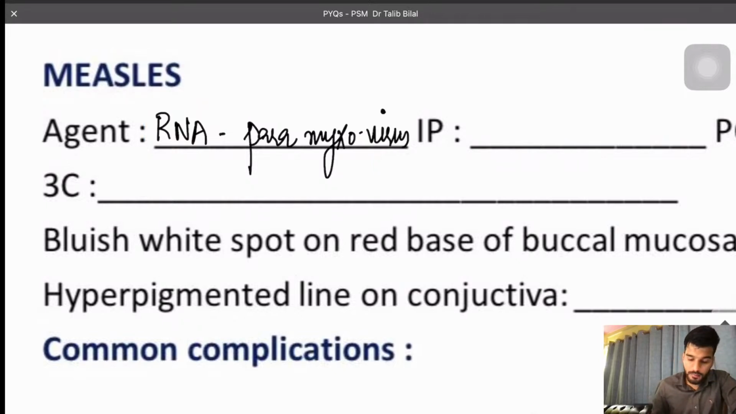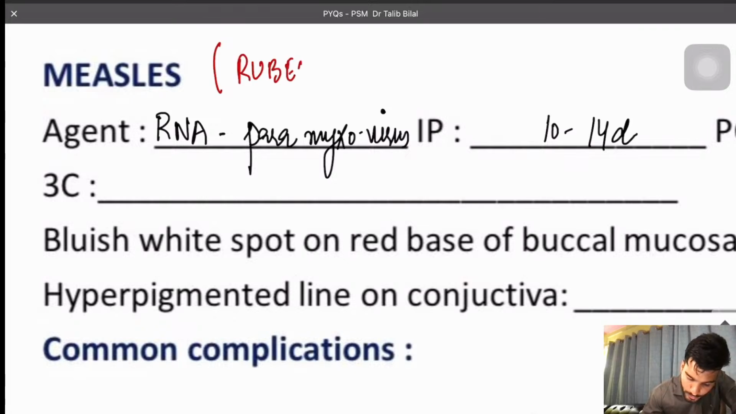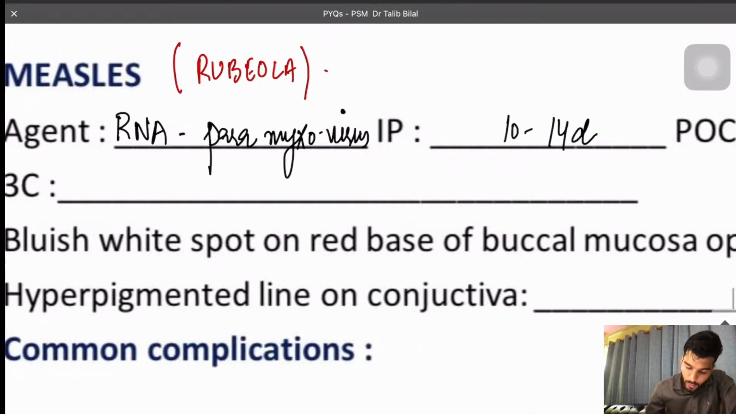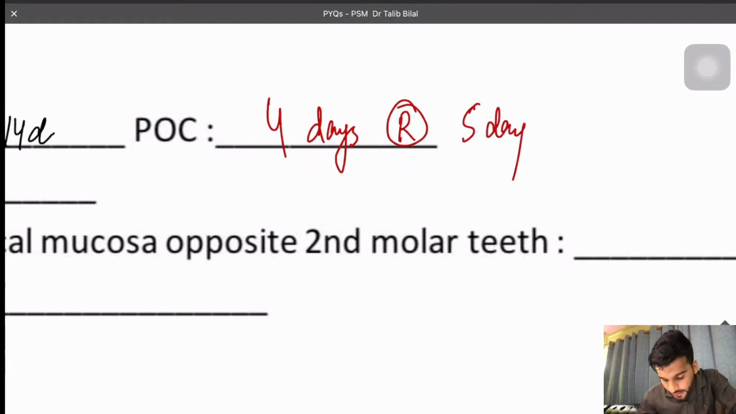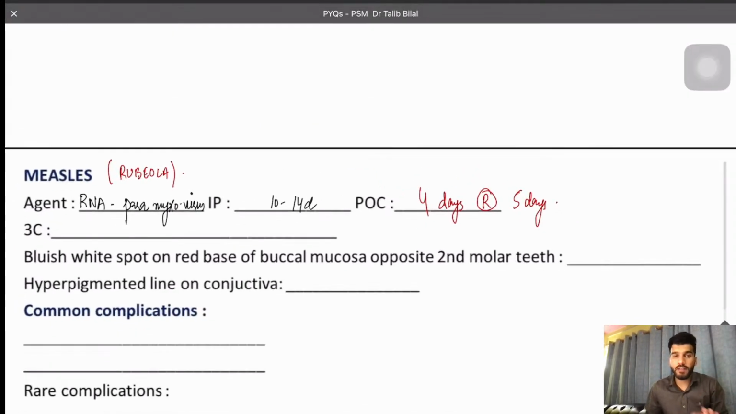RNA paramyxovirus. If I talk about incubation period, guys, 10 to 14 days is the incubation period. And remember, measles is also called rubeola. In options, they can mention rubeola also. Okay, what is the period of communicability, guys? 4 days before the rash, and 5 days after the rash. So you remember measles with 4-5.